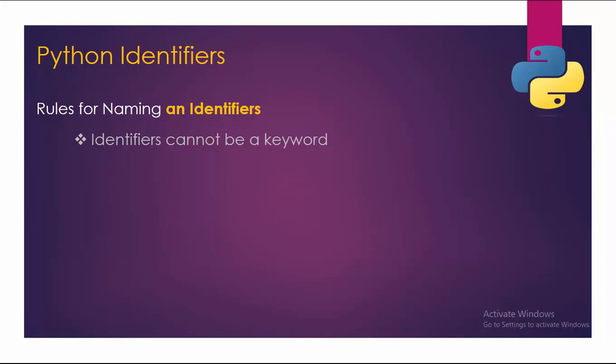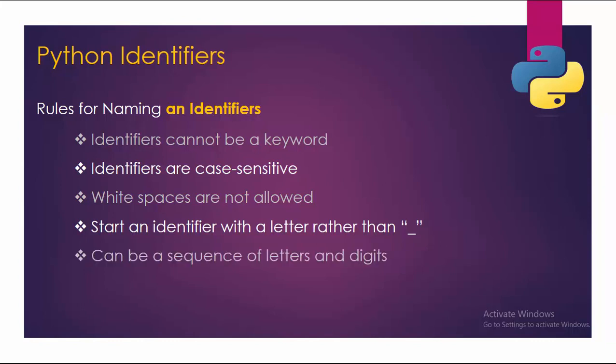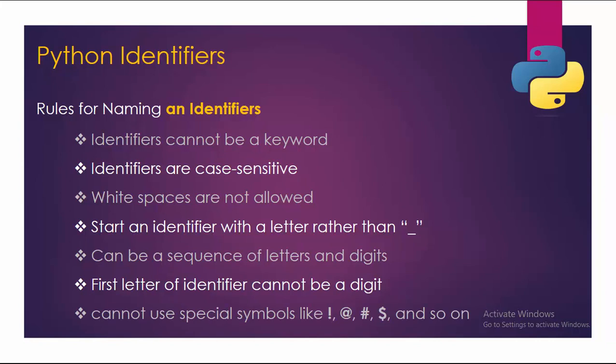There are some rules for naming an identifier. Identifiers cannot be a keyword. Identifiers are case sensitive. White spaces are not allowed for an identifier. It is good practice to start an identifier with a letter rather than an underscore. Identifiers can be a sequence of letters and digits. The first letter of an identifier cannot be a digit. We cannot use symbols like exclamation mark, @, hash, $, and so on for the identifier.